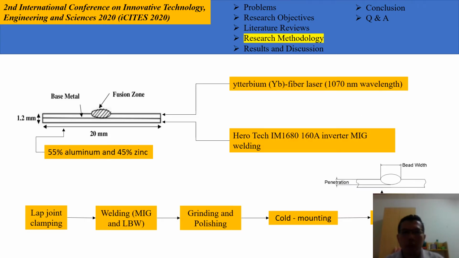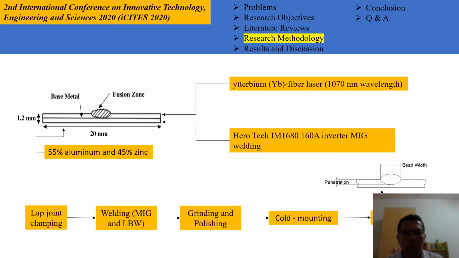This is the research methodology section. Two different welding techniques participate in the welding. First is ytterbium fiber laser and MIG welding. The zincalume steel consists of 55% aluminum and 45% zinc coating. This zinc coated steel is used in the roofing industry in tropical areas because zinc coated steel is able to resist corrosion.